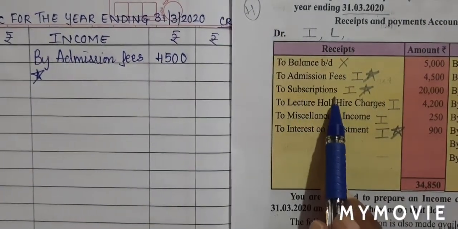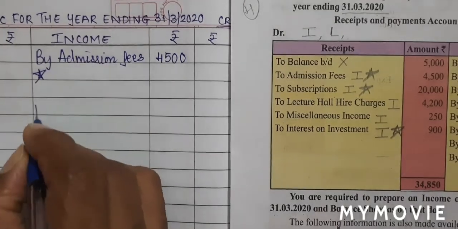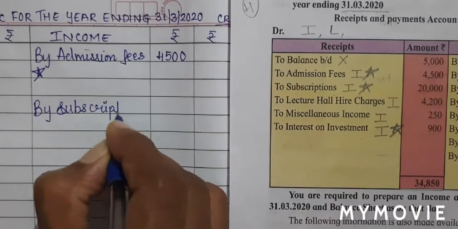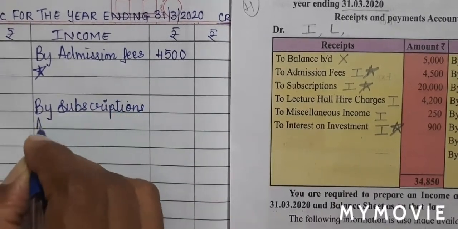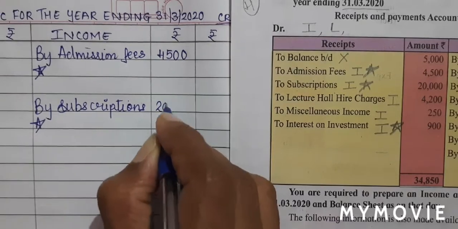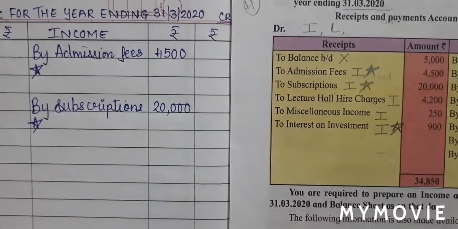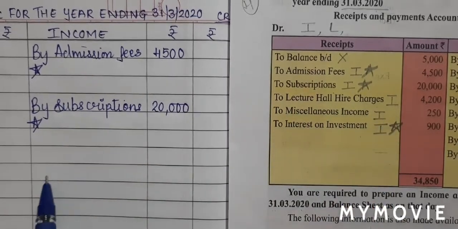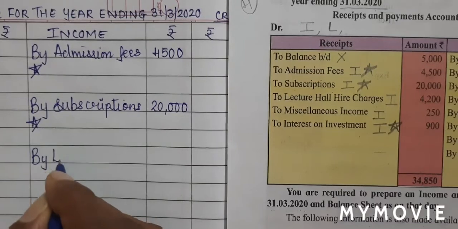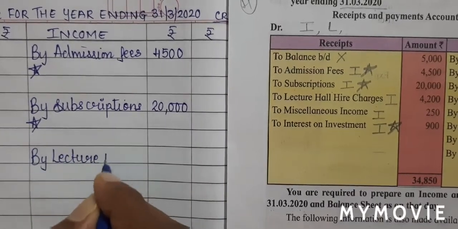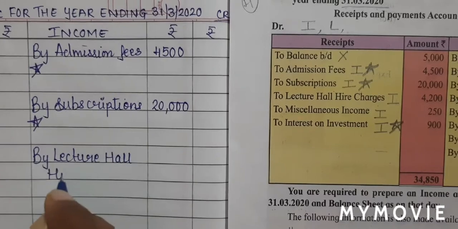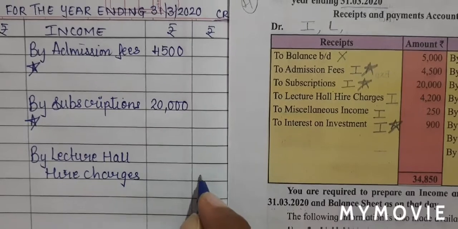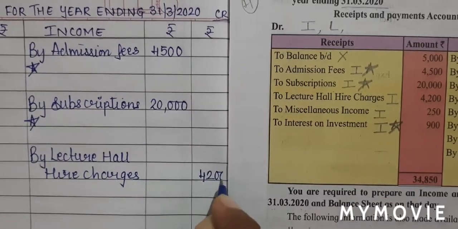Next is subscriptions. Again on the income side, I'll write by subscriptions. There is a star. So I'll write it in the inner column 20,000. Next is lecture hall hire charges. Again on the income side, I'll write by lecture hall hire charges. There is no star, so I'll write it in the outer column 4,200.